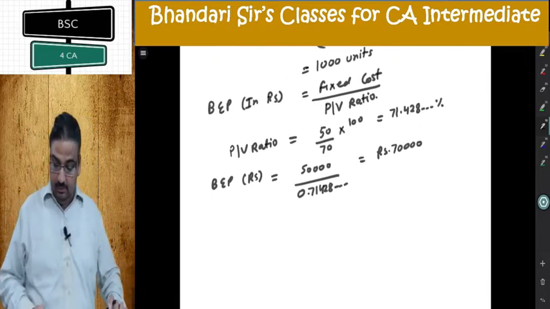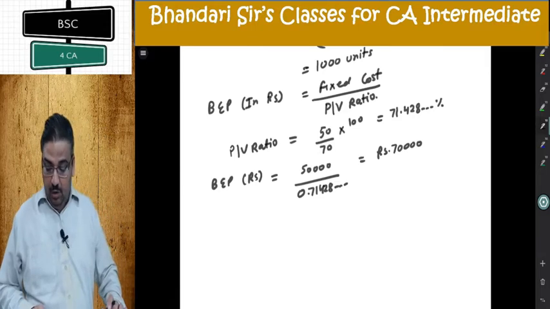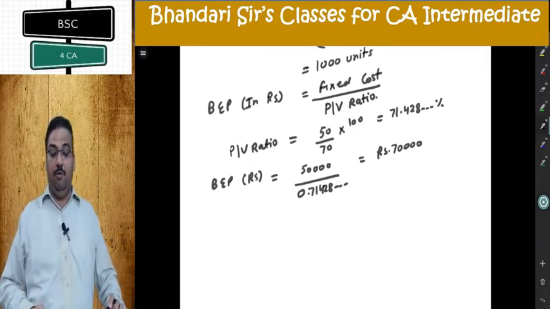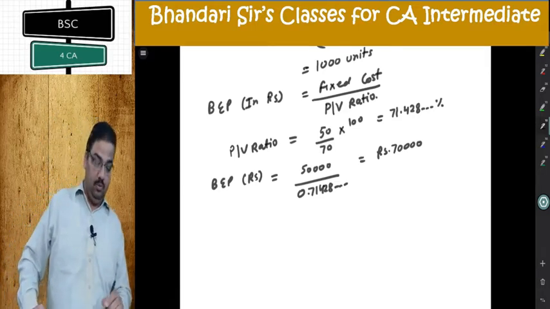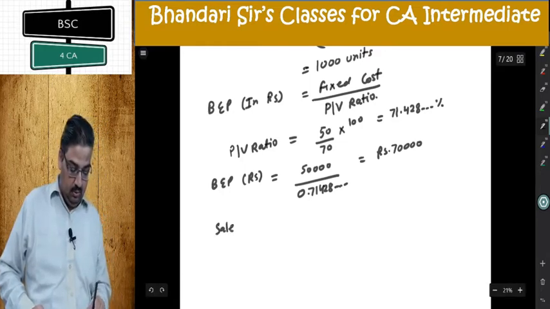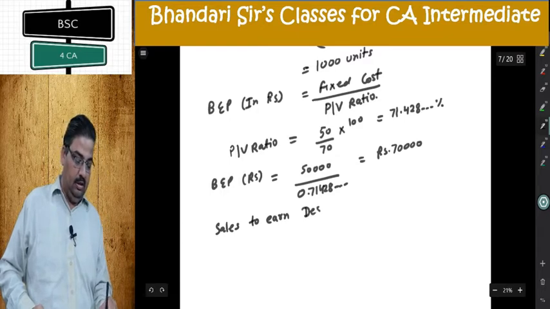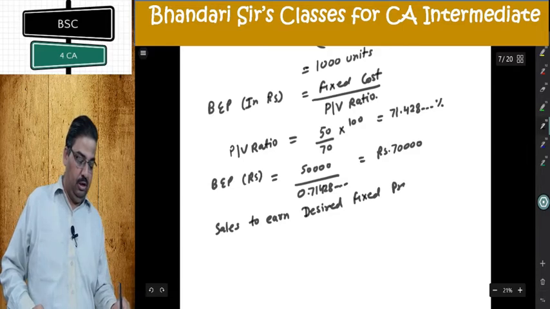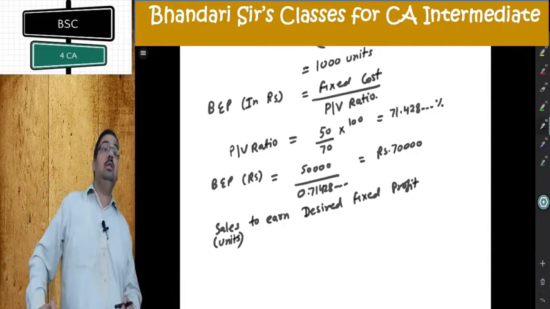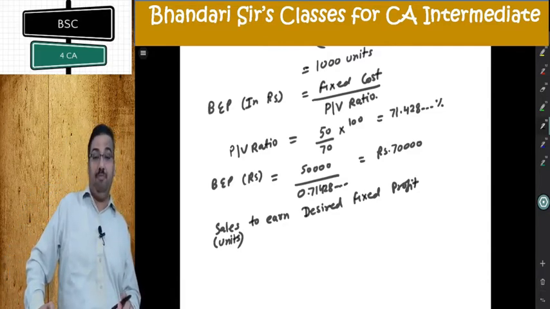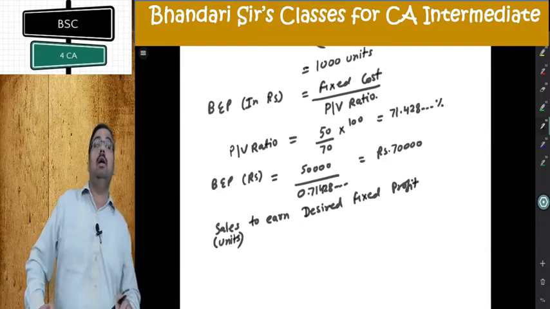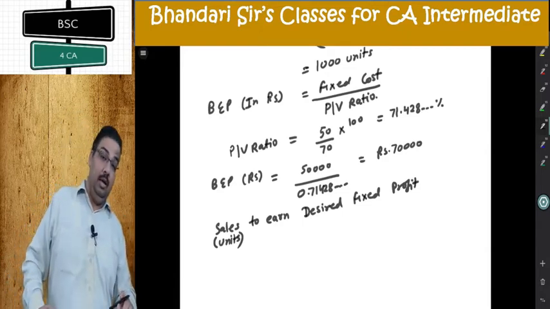Next, what is it asking? It says find the number of buckets to be sold to get a profit of 30,000. Sales to earn desired fixed profit. Now what is 30,000? 30,000 is desired fixed profit, DFP. We need to calculate the units at which the firm will be earning 30,000 profit.